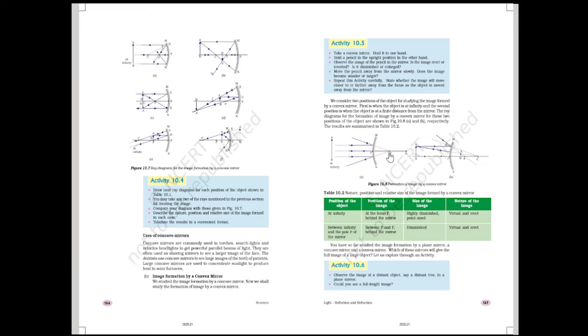The second point: when the object is anywhere between the pole and infinity, it forms the same kind of image, diminished, virtual and erect. What is the method to make it? First, the light comes and reflects from here with the focus.